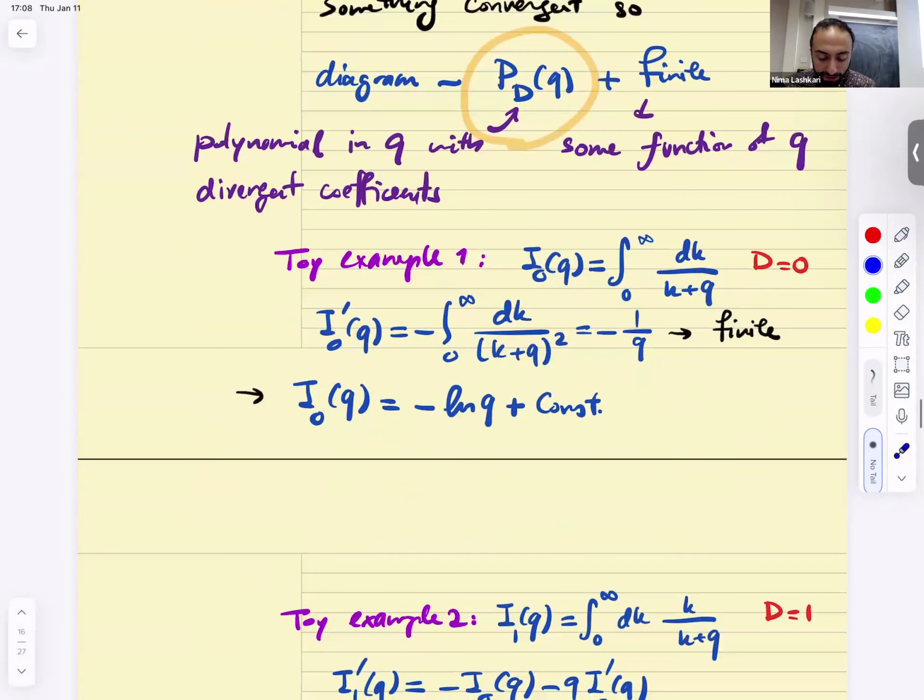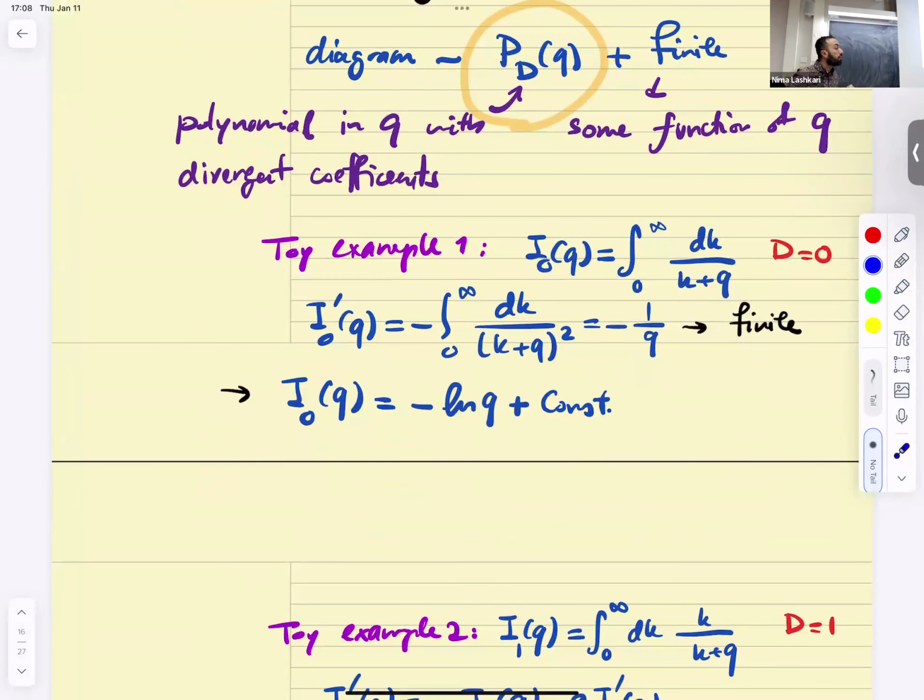So let's do some test example, toy examples. Imagine you have an integral I0(q), which is the integral from 0 to infinity of dk over k plus q. If you take a derivative with respect to q, you get minus 1 over q. You integrate it back, you get minus ln of q plus constant. The degree of divergence is 0 in this case.